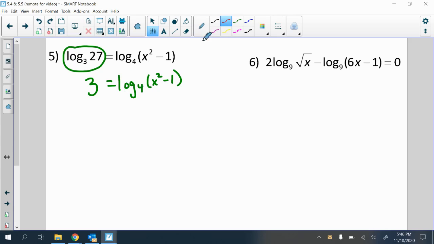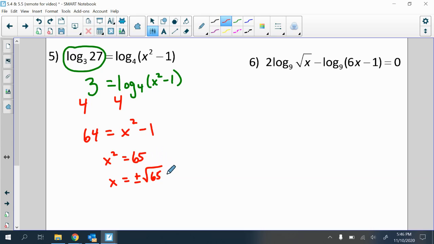And so now in order to eliminate the log and be able to solve this, I would take 4 to both sides. So 4 to the third power is 64. And 4 to the log base 4 basically ends up going away. So I have x squared minus 1 equals 64. So x squared equals 65. And x equals plus or minus the square root of 65.